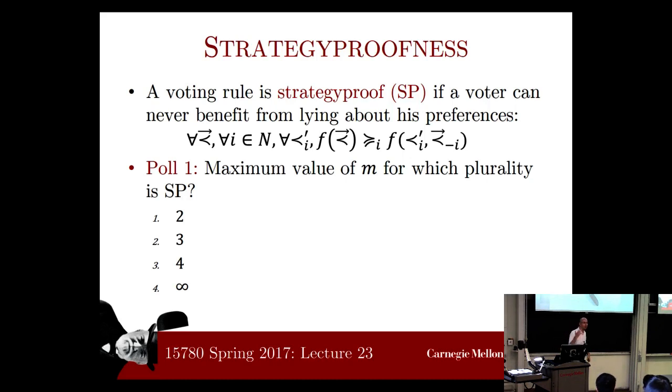Okay, so here's poll number 1 for you. Think about plurality, the simplest rule, where every voter just gives 1 point to his favorite alternative. And the question is, what's the maximum value of M, the number of alternatives, such that plurality is strategy proof? 2, 3, 4, or infinity, which means it's always strategy proof, no matter what.